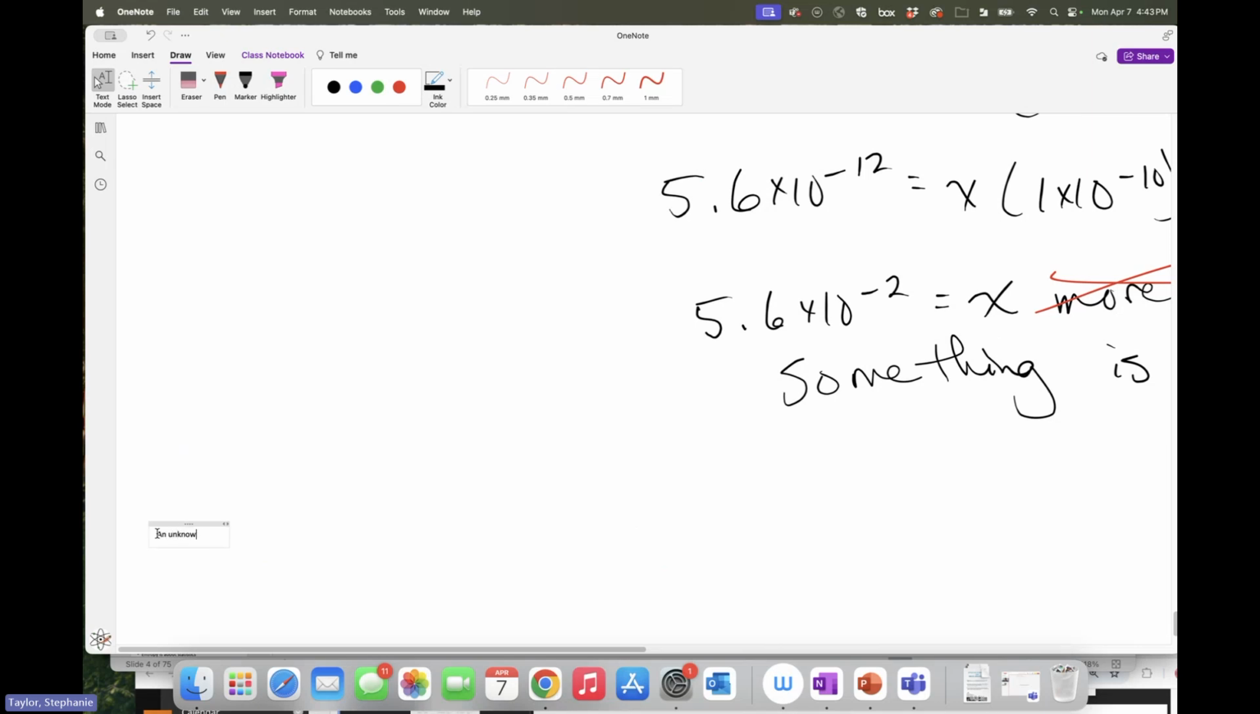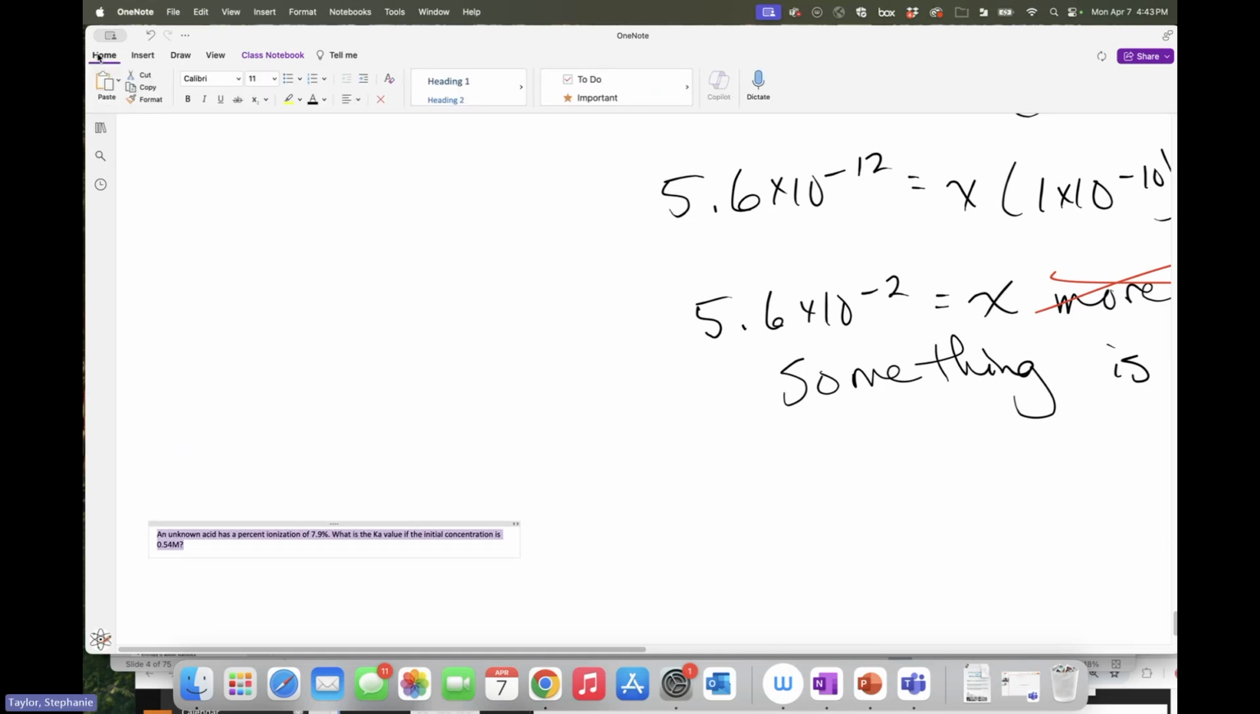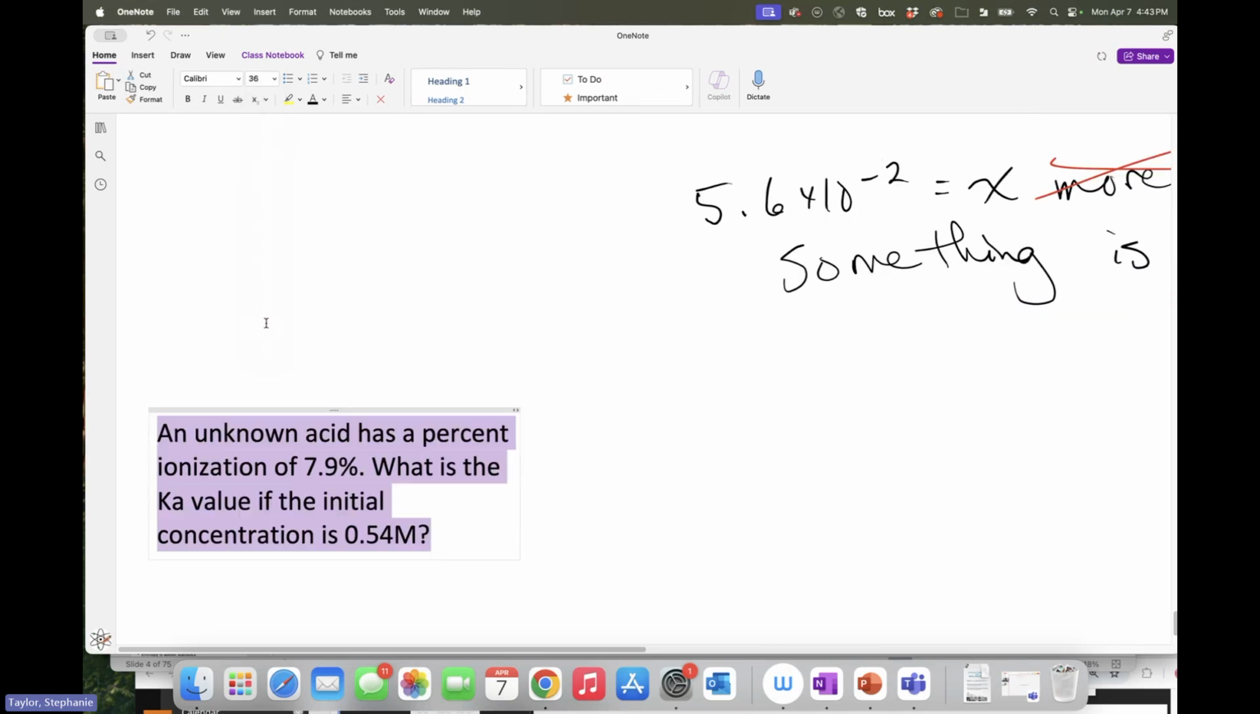I'm going to make this larger in just a moment. And we want the percent ionization to be kind of high, because essentially the x is small approximation should not work. 7.9%? Sound good to you? Okay, and now making it larger so you guys can actually read what I wrote.